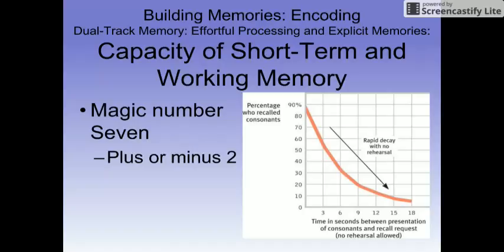Now you can see on this chart here that there is a major rapid decay of information without rehearsal. So like that password that you're trying to get into your Google account, and you forget that, you don't rehearse it, but then you remember it for that split second to enter it in, it goes right out of your brain without rehearsal. It's a real rapid decay.